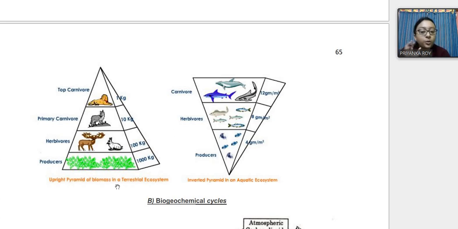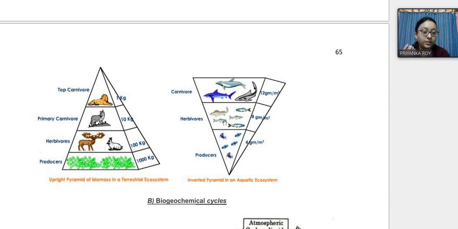So in a terrestrial ecosystem, mostly it is upright. Like you can see here, the green plants are obviously in huge weight, then the herbivores, then the primary carnivore, then the top carnivore. So the weight is decreasing as we go up, and therefore the pyramid is upright.